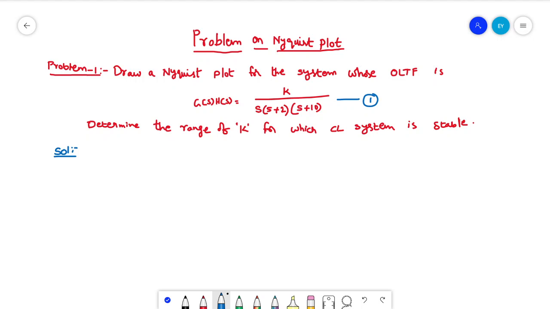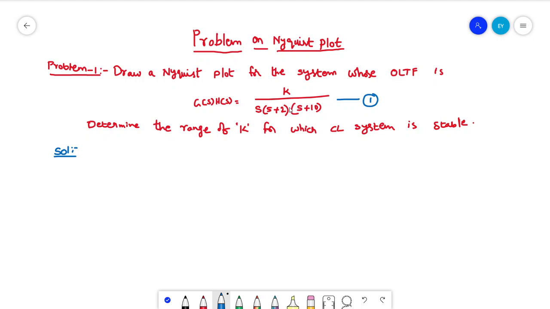So we'll start solving this problem. If you observe this transfer function, it has a pole at the origin. This is a type 1 system. The other poles are on the left half of the S plane. So there is a pole at the origin, and therefore we have to eliminate that particular pole while drawing the Nyquist contour in the S plane.